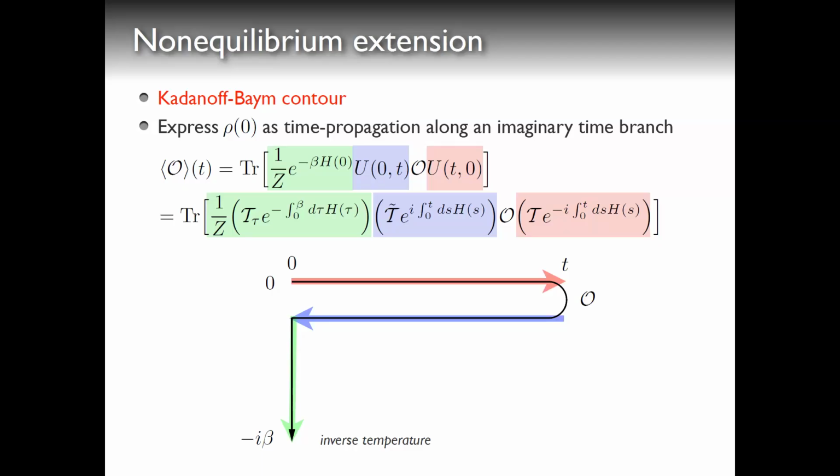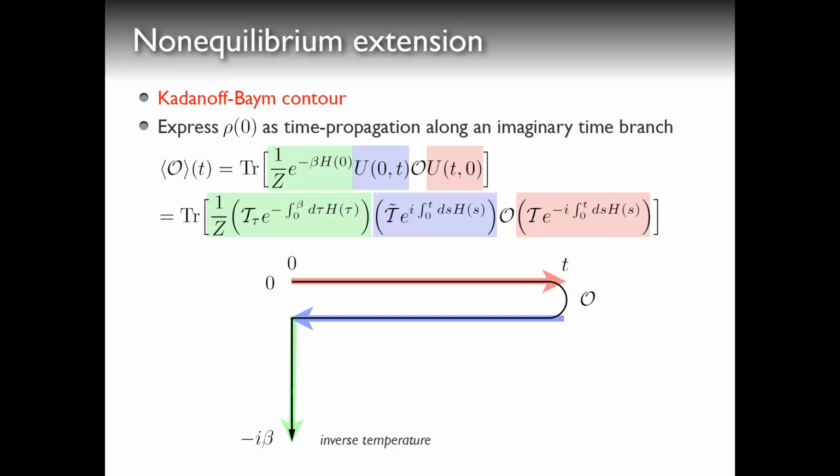And now we replace the time evolution operators by these time-ordered and anti-time ordered exponentials. And we can also write the initial density matrix as an imaginary time-ordered exponential. And now you see that the calculation of the expectation value at time t involves the propagation along such a three-legged contour in the complex time plane.